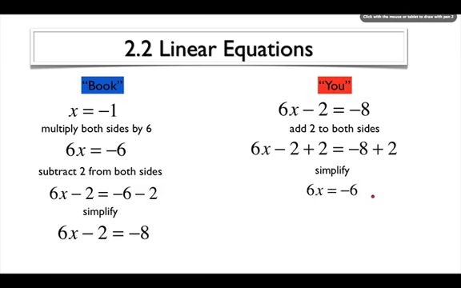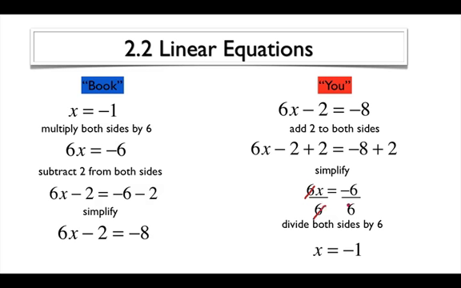Once you're at this point, recognize that this is a multiplication. And notice they multiplied both sides by 6, so you have to do the opposite of multiplication, which is divide both sides by 6. Once you divide both sides by 6, you end up with your answer, x equals negative 1. These go away. Negative 6 divided by positive 6 is negative 1. Let's go on to the next slide.